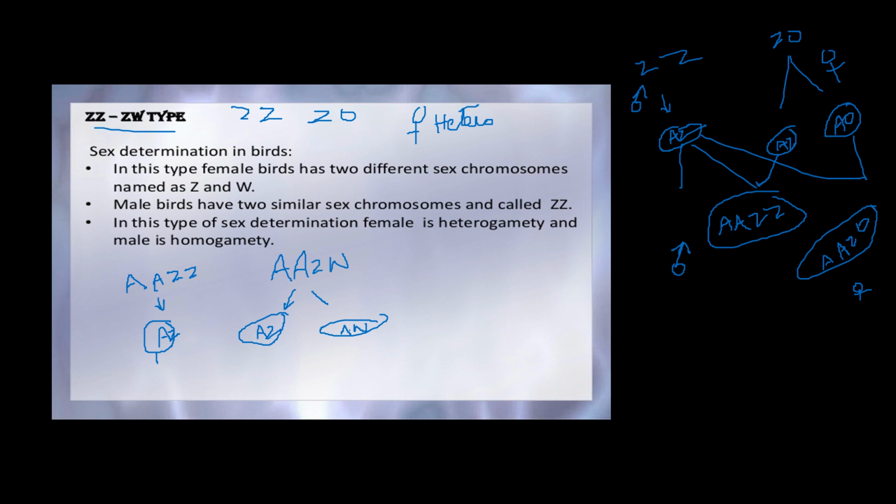So the offspring are AAZZ and AAZW. AAZZ will be the male, and AAZW will be the female. Now here who is deciding the sex of the offspring? It is the female. So this is the example for sex determination in different types of organisms.